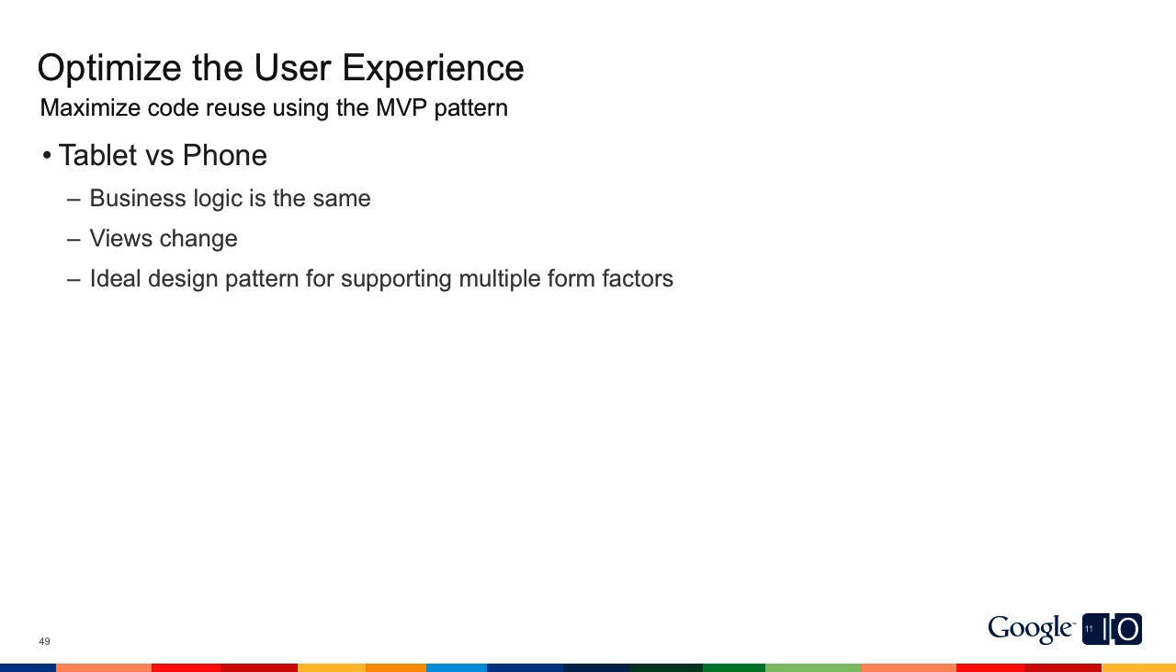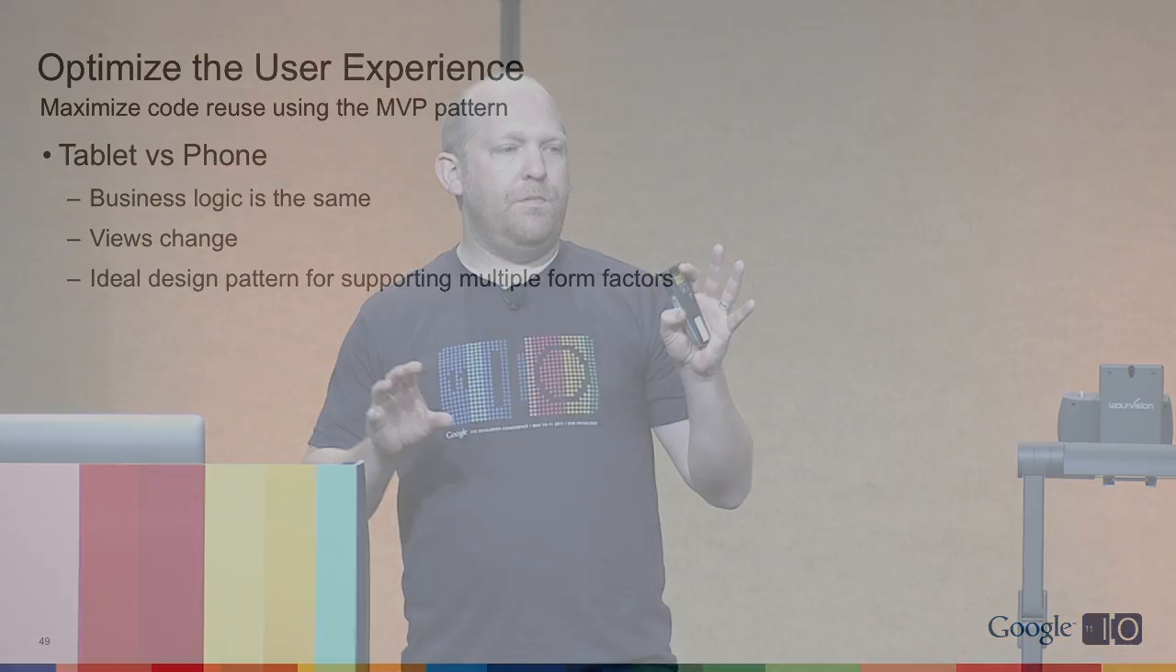So what you end up with is a pattern that's ideal, right? You've already broken up what my model is, and then I've got my presenters for my application logic, my business logic, and then you've got these little views over here that change. So it's an ideal design pattern for supporting multiple form factors.